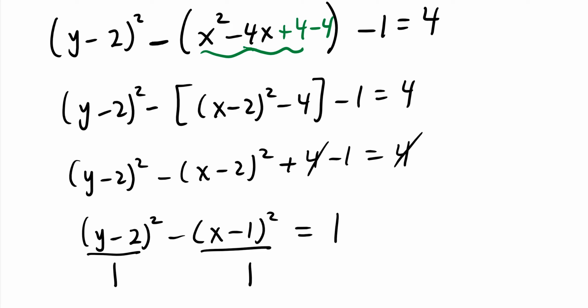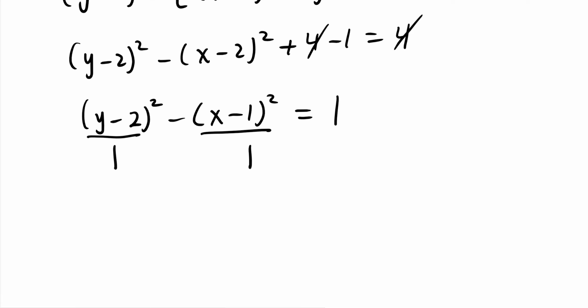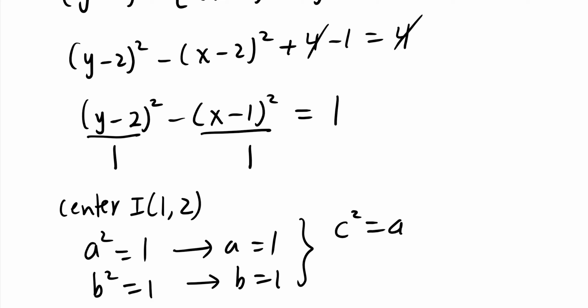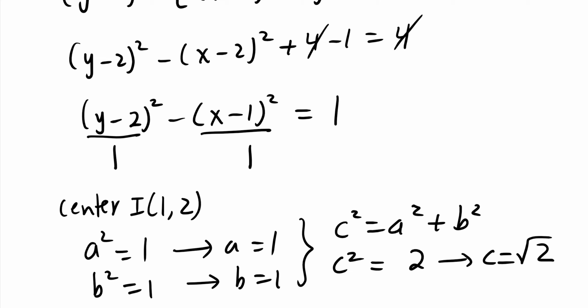But you don't need to know this, equilateral hyperbola. So the center here is 1 comma 2. A squared, as I said, is 1, b squared is 1. So a is 1, b is 1. We can get c squared is a squared plus b squared. So c squared is 1 plus 1, 2. So c is the square root of 2, distance-wise.